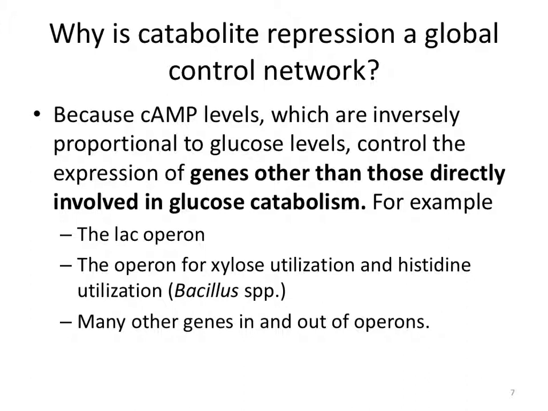For example, in Bacillus species, the operon that encodes the genes for xylose utilization, another type of sugar, and also for histidine utilization, are both controlled by cAMP levels using similar mechanisms to the one affecting the lac operon just discussed. So this is why we have catabolite repression classified as a global control network.